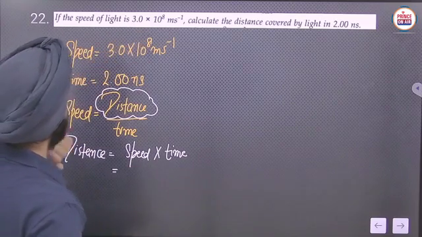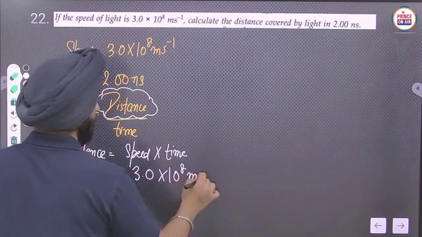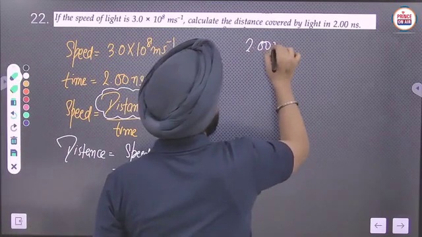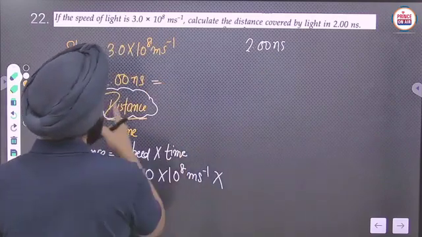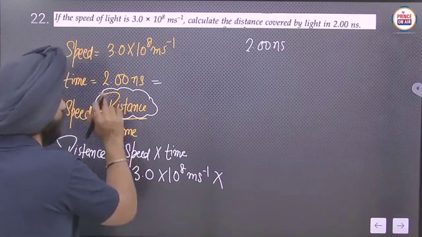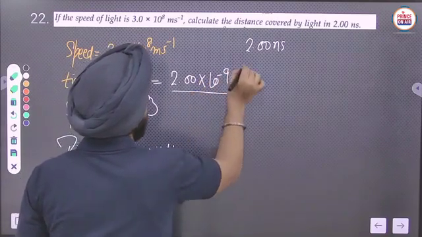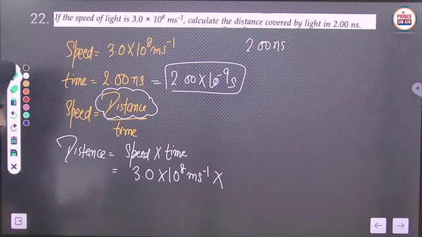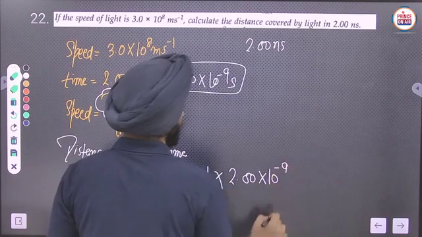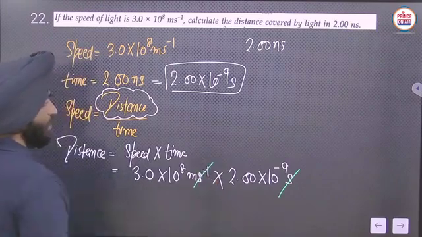Speed is 3.0 into 10 raised power 8 meter per second. Okay. Time is 2.00 nanosecond. So, we have to convert that time in terms of seconds. So, for nano value, it will be 2.00 into 10 to the power minus 9 second. Okay, clear? So, now we have to multiply this value here, minus 9 second. So, from here you can see second is cancelled here.